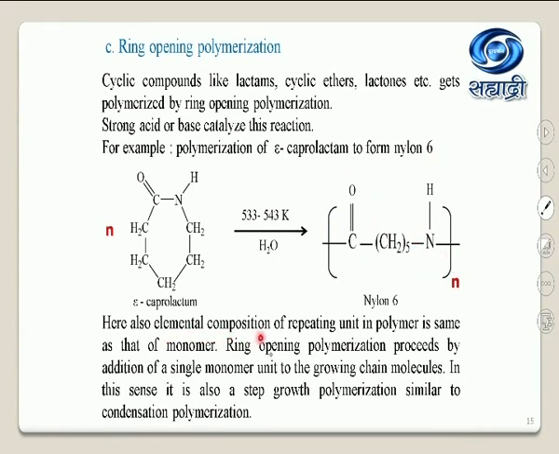Here also the elemental composition of the repeating unit in the polymer is the same as that of the monomer. Ring opening polymerization proceeds by addition of a single monomer unit to the growing chain molecules. In this sense, it is also a step growth polymerization similar to condensation polymerization. So in this way, this type of polymer is formed by ring opening, like epsilon caprolactam.